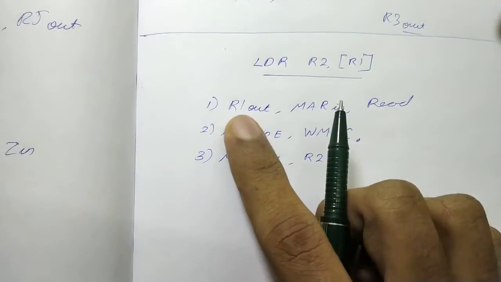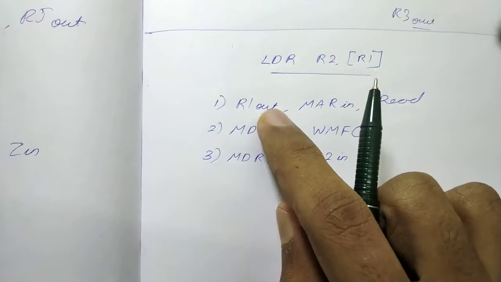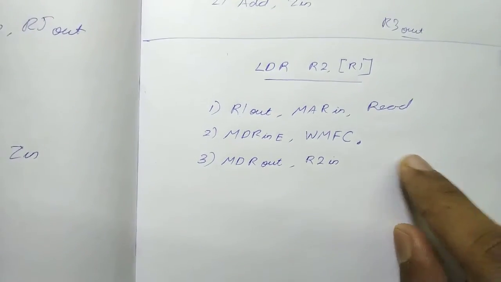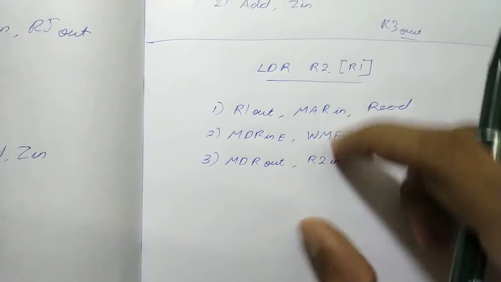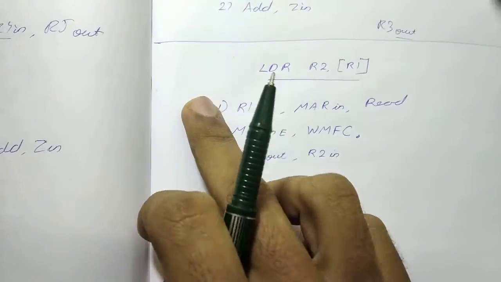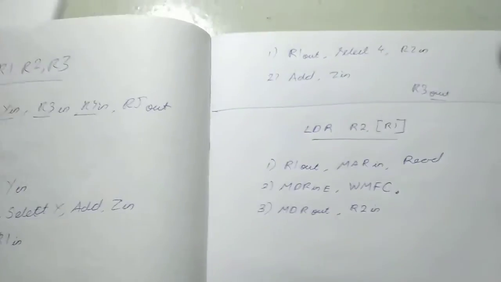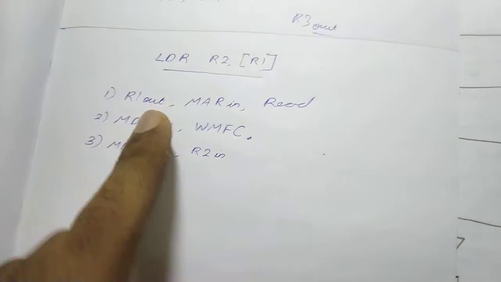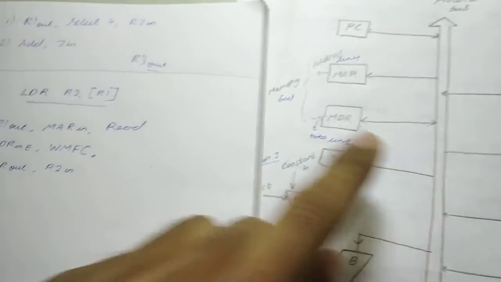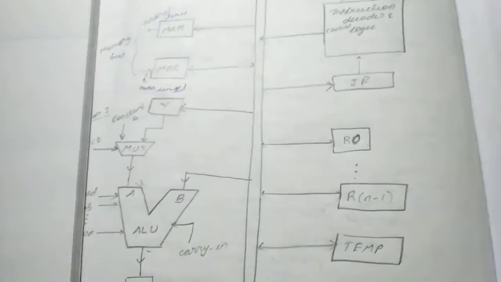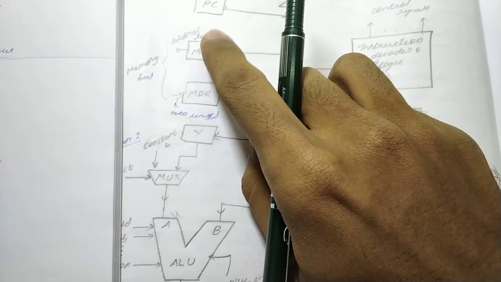So how does it work? The first thing it does is R1 out. R1 has the memory address of the data in RAM, so that memory address is now there in the internal processing bus. Now what we do is MAR in. I'll take that picture so that it will be more clear. Now R1 out, so it is there in the internal processing bus. Now MAR in is there, so the memory address that was in R1 is now there in the MAR.